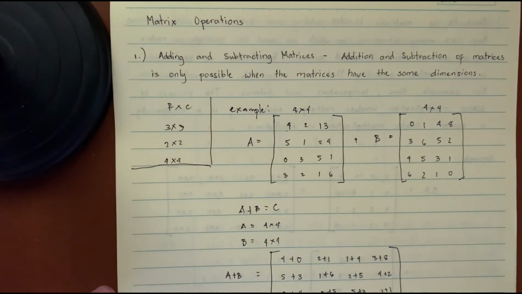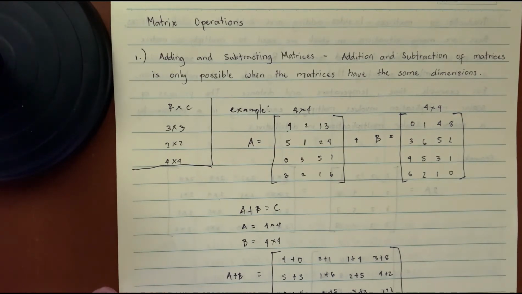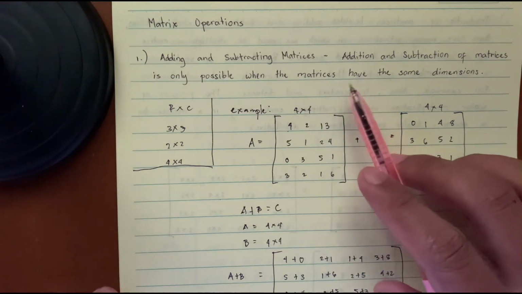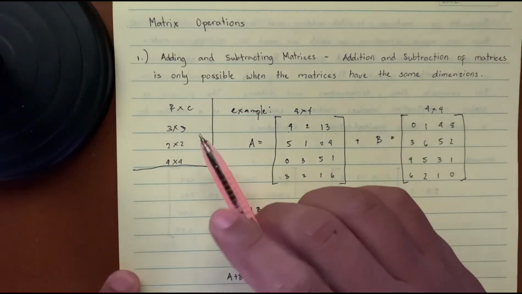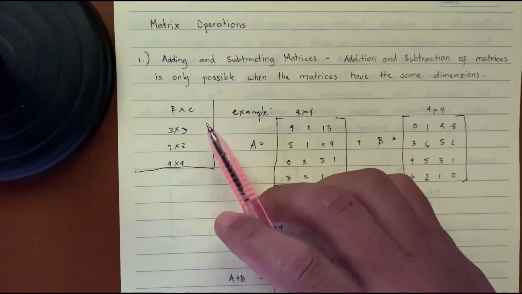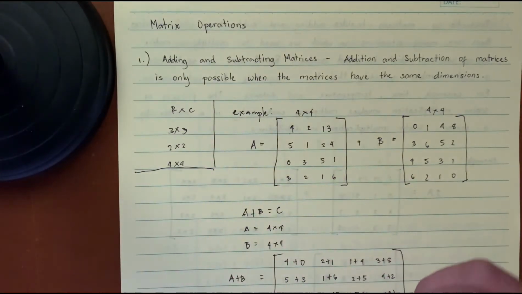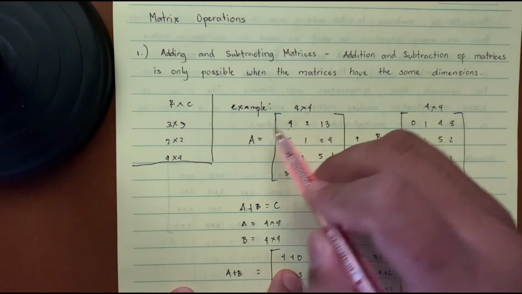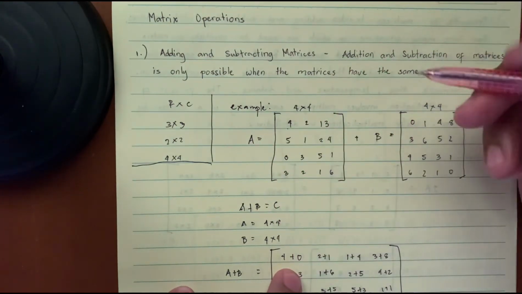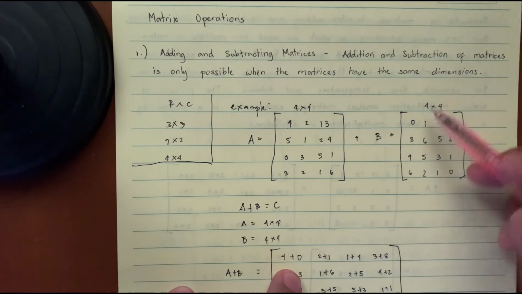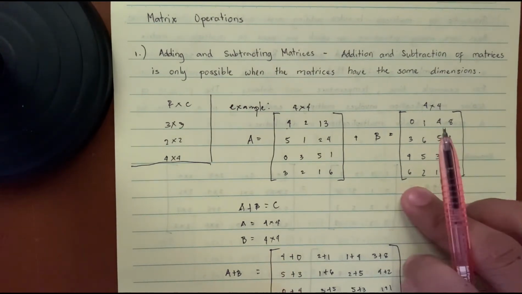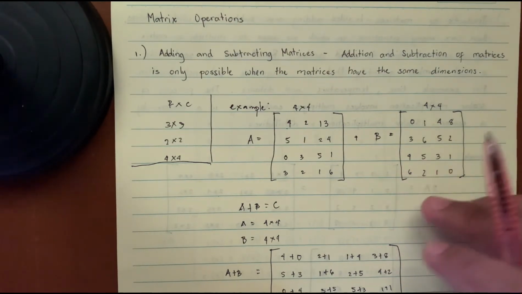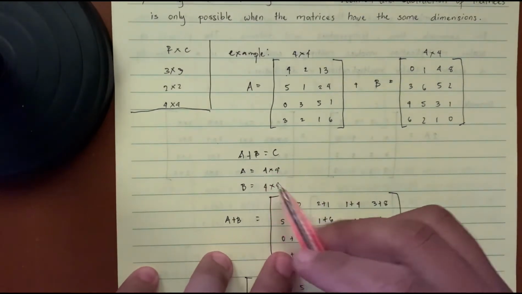In matrix operation, adding and subtracting matrices. Addition and subtraction of matrices is only possible when the matrices have the same dimension or same rows and columns. For example, this 4x4 matrix, 4 columns and 4 rows, plus B na 4x4 din. Ito lang yung posible na pwedeng i-add or subtract. A plus B is equal to C.